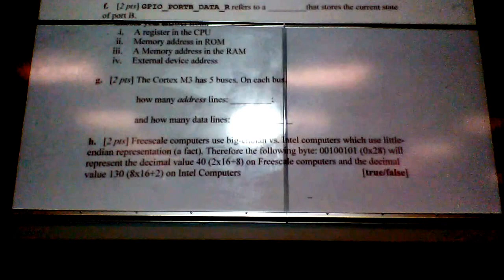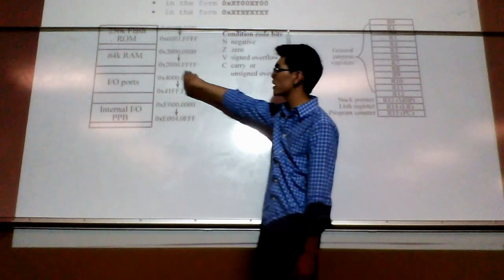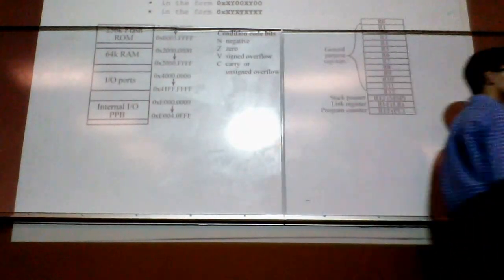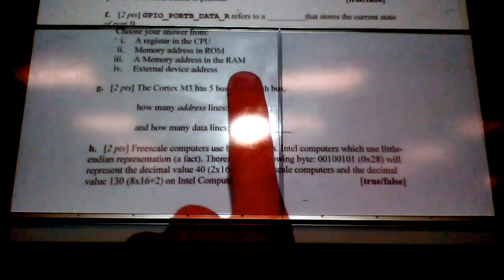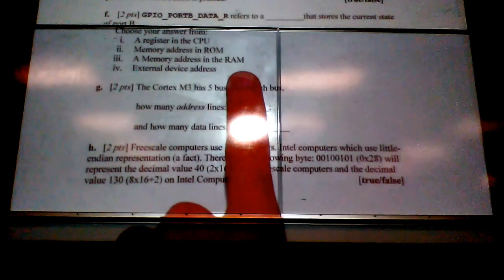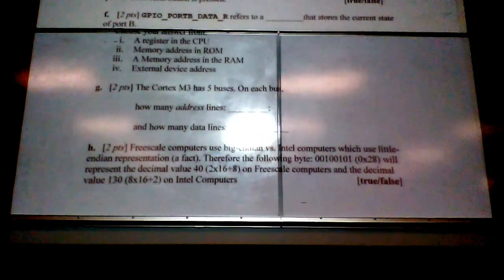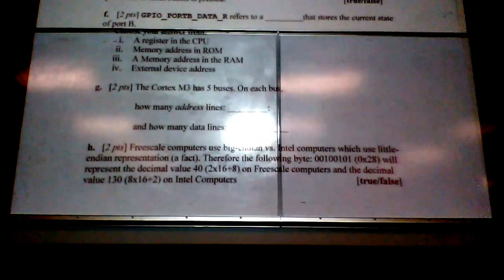Does everyone remember that? So on your sheets here, you're given this little memory map. So where does it exist? It exists in this space, so I/O ports, right? So that actually refers to a what? External device address. Right? Or wait, no, hold on. Yeah, external device address.